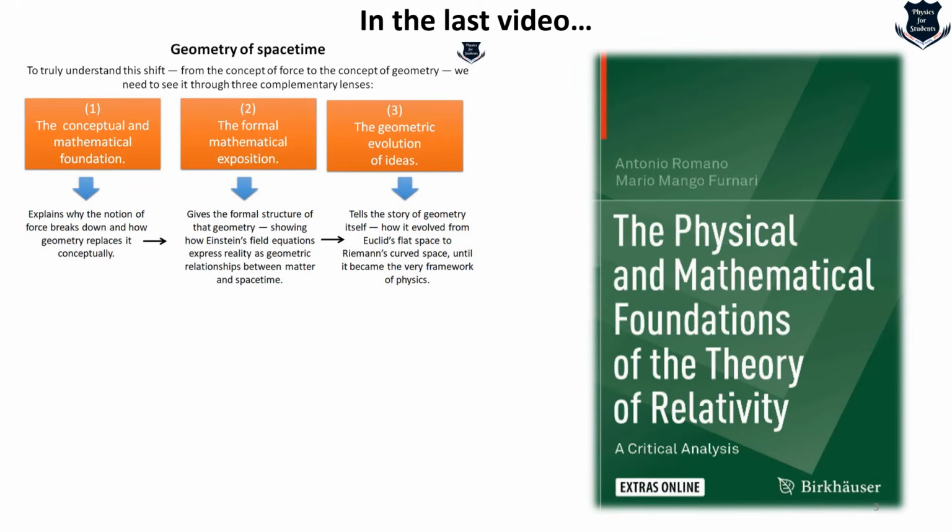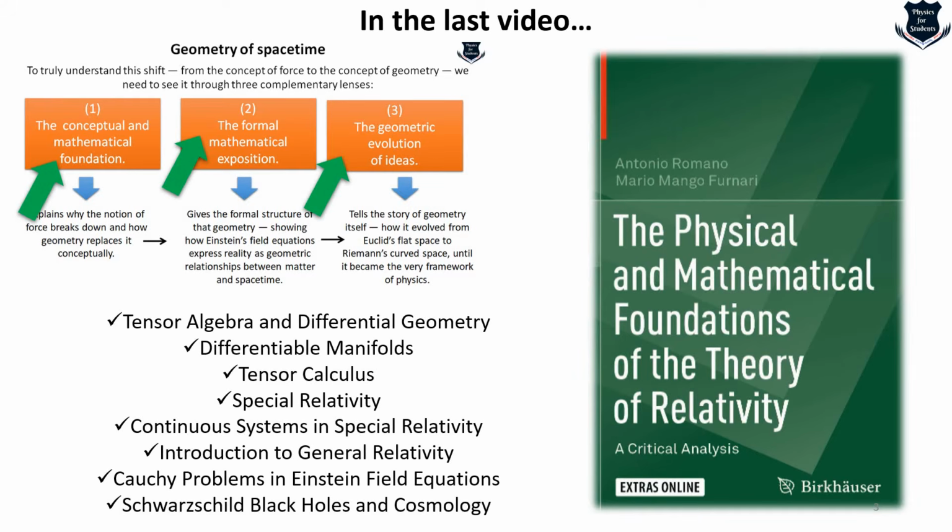I divided the book, specifically the concepts, in 3 parts. The first, we start with the concept and mathematical foundation. Second, the current video's topic, the formal mathematical exposition. And third, we will look at the geometric evolution in this series of videos. So these are the things that we covered: tensor algebra, differential manifolds, calculus, special relativity, continuous systems, introduction to GR, and Cauchy problems in Einstein field equations, followed by Schwarzschild black holes and cosmology.